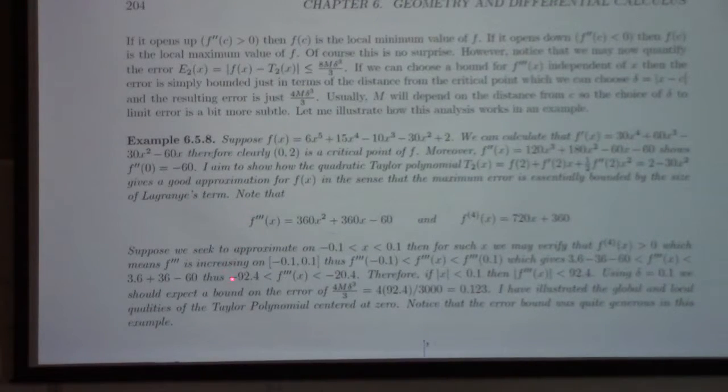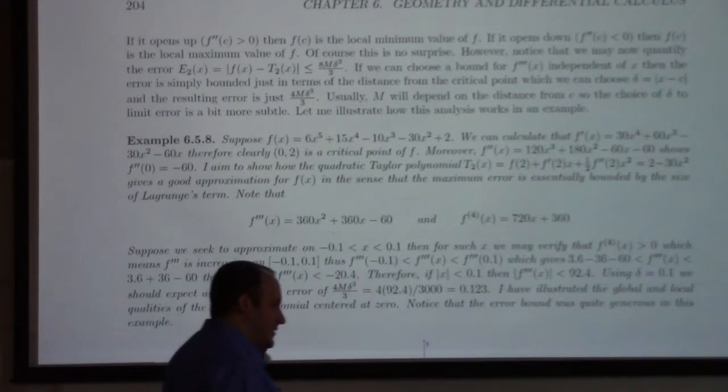So there you go. The third derivative is bounded between 92.4 and minus 20.4. So if my x is within 0.1 of the origin, my third derivative is bounded by 92.4. Now I can use Lagrange's formula for the remainder to construct an error bound on what's involved in replacing the fifth order polynomial, the quintic, with this quadratic. And I get that the error is at most like 0.123 as it happens.